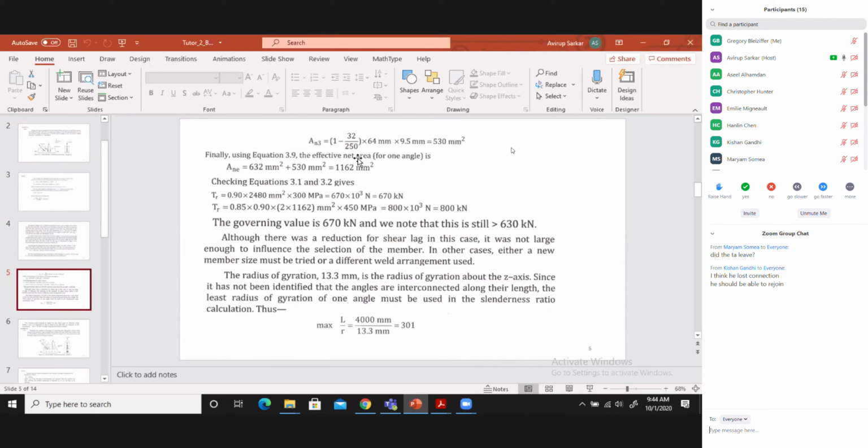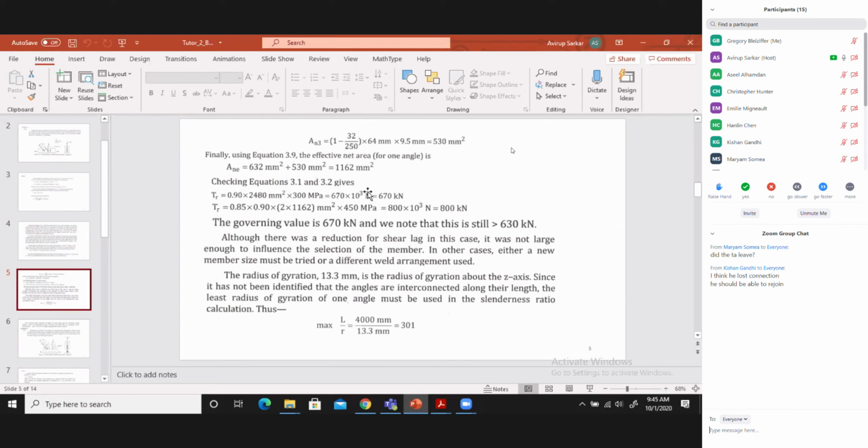And finally you plug them back into the original formulas 3.1 and 3.2. Only in that case, for the second case, we do not use the earlier 2480, but we use twice the effective area ANE calculated, and minimum of the two is governed by 3.1, that is 670, which is still going to be larger than your 630. Okay, so that we had already taken care of because we had chosen the area to be larger, and that value we had assumed from this formula only.